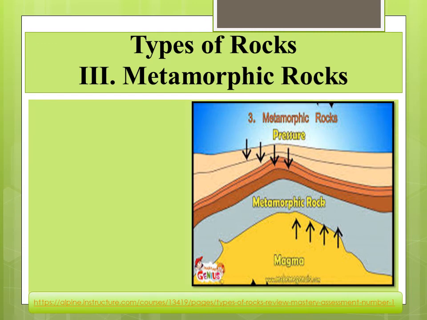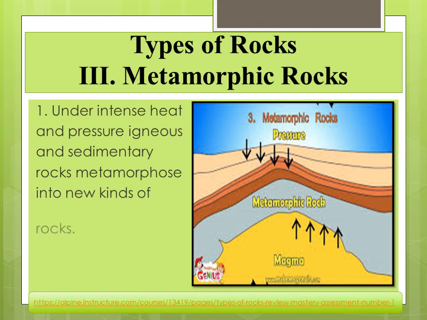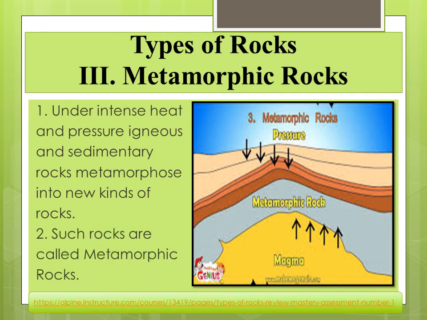Now, third type of rocks are metamorphic rocks. Children, interior part of the earth is very hot and has a high temperature. Under intense heat, intense means great heat and pressure, igneous and sedimentary rocks metamorphose. Metamorphose means change completely into new kinds of rocks. Such rocks are called metamorphic rocks.